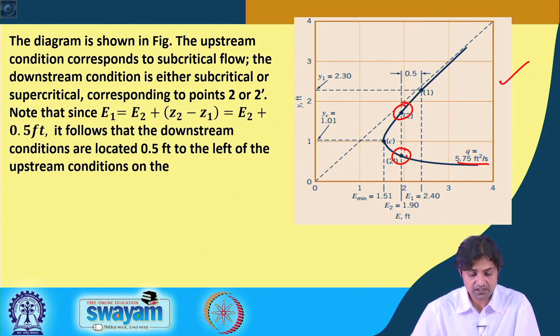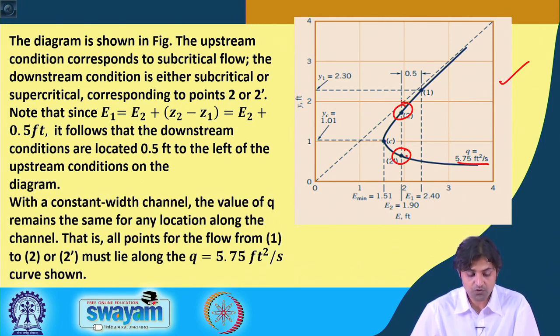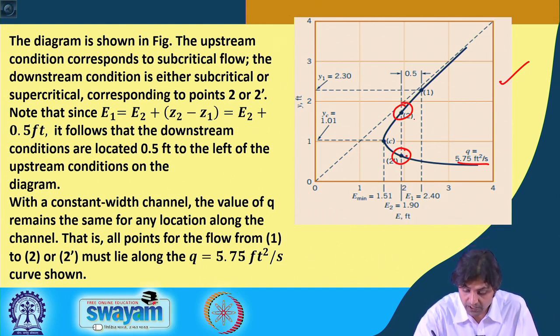Now, if we note that since E1 is equal to E2 plus Z2 minus Z1 or E2 plus 0.5 feet, it follows that the downstream conditions are located 0.5 feet to the left of the upstream conditions on the diagram. Now, with a constant width channel, the value of Q will remain the same. That is true for any location along the channel. That is all points for the flow from 1 to 2 or 2 dash. So, this is 2 and this is 2 dash.